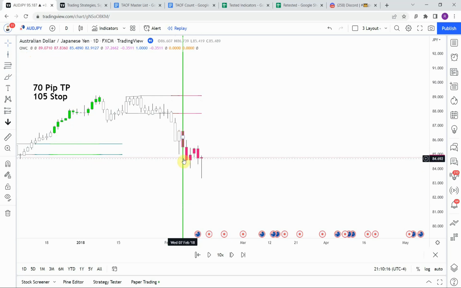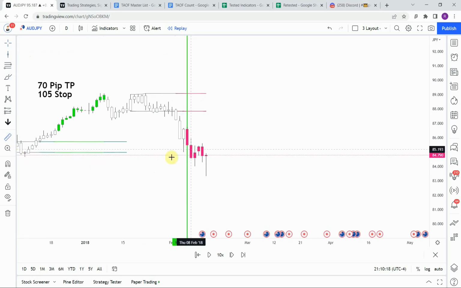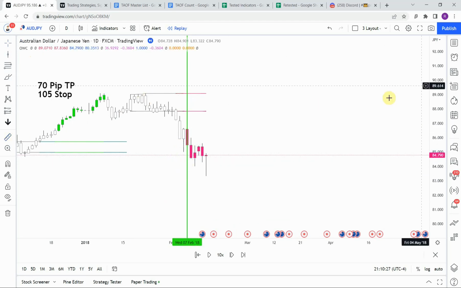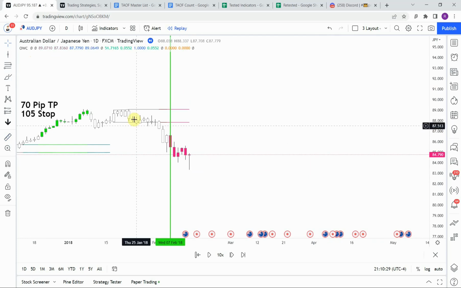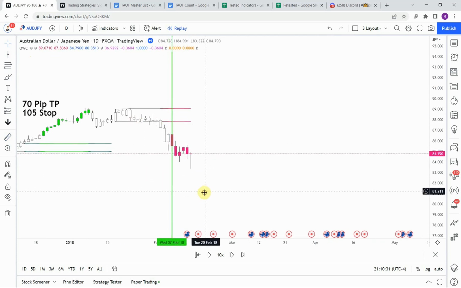So that was a red candle right there. So we would have been entering on this next candle here. We get a nice push to the downside, and that is enough to come down and get us to our take profit on the first signal here, which was a short. Let's go ahead and continue on.